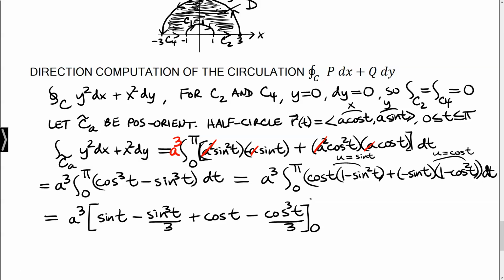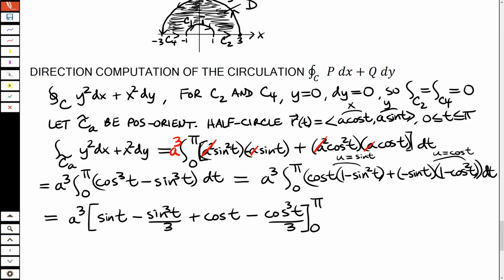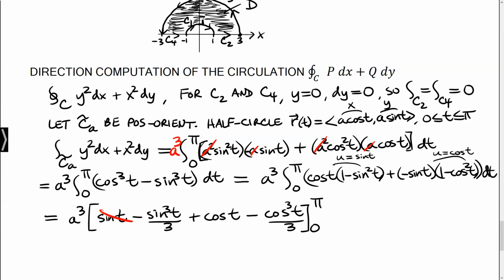And I have to evaluate this between 0 and pi. Now each of these first two terms goes away. And so this quickly evaluates to something pretty nice. So this is going to be a cubed times, now cosine of pi is -1 and cosine of 0 is 1. So this ends up making a cubed times, I'll let you check this on your own, -4/3. So we get -4a cubed over 3.